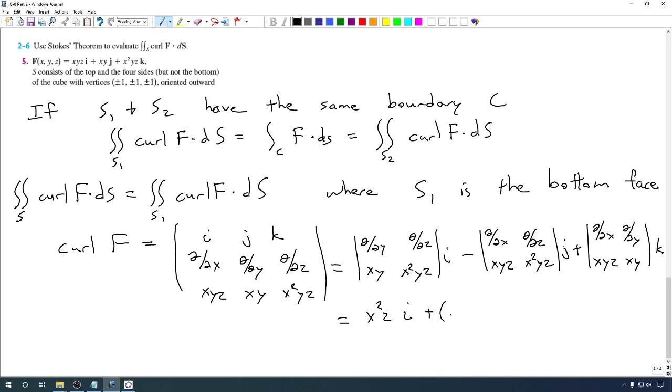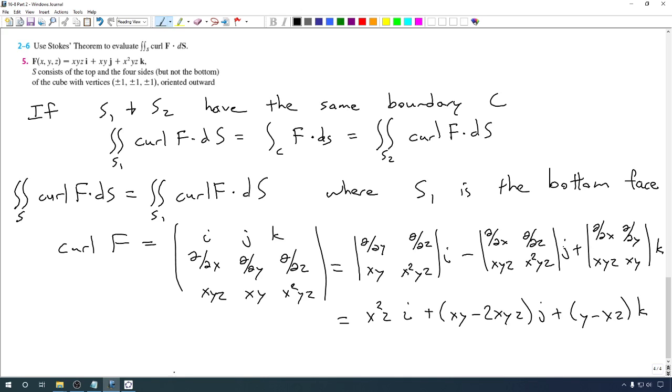So we'll have an xy minus 2xyz as our j component. In fact, I'll leave it the way it is. Then the derivative with respect to x of xy is y. Derivative with respect to y of xyz is xz. That's our k component.